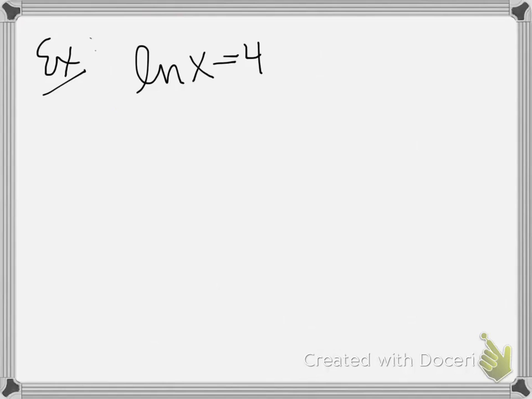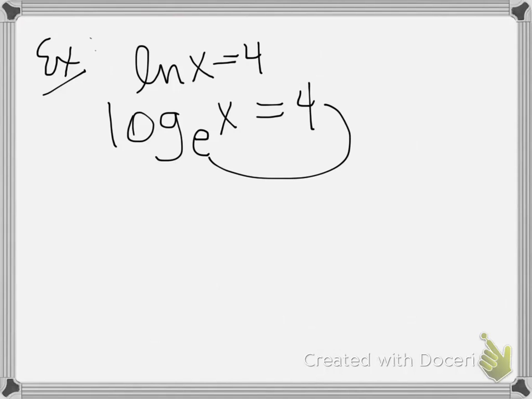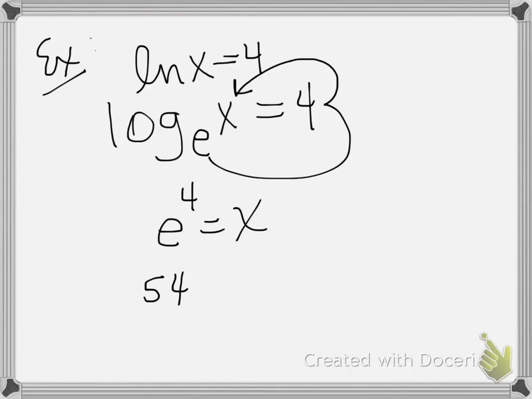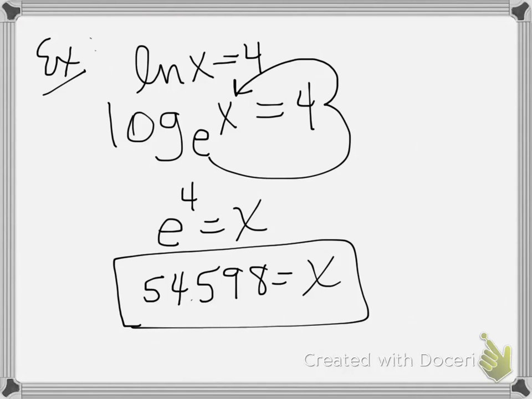For the next example, I have ln x equals 4. So we could rewrite this as log base e of x equals 4, because as I told you at the beginning of this video, ln x is the same thing as log base e of x. If I rewrite this problem, e to the 4th power equals x, I could put e to the 4th power in my calculator, and it turns out to be 54.598 equals x. And that's my solution.